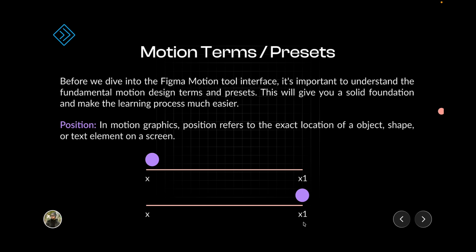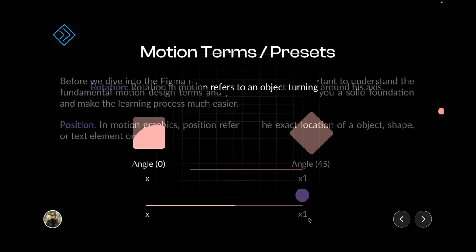First of all, we have position. In motion graphics, position refers to the exact location of an object, shape or text element on a screen. Here you can see in the top line a ball is on X position. Similarly, in the bottom line you can see a ball is on X1 position. So the ball changes position from X to X1. So we can see position is the change of location of an object.